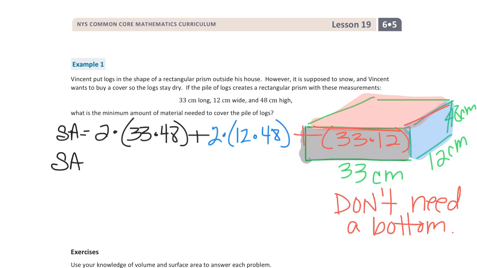So I've got 2 times, then I use my calculator, 33 times 48, and I get 1,584, plus 2 times 12 times 48 is 576. And then for the top, 33 times 12.